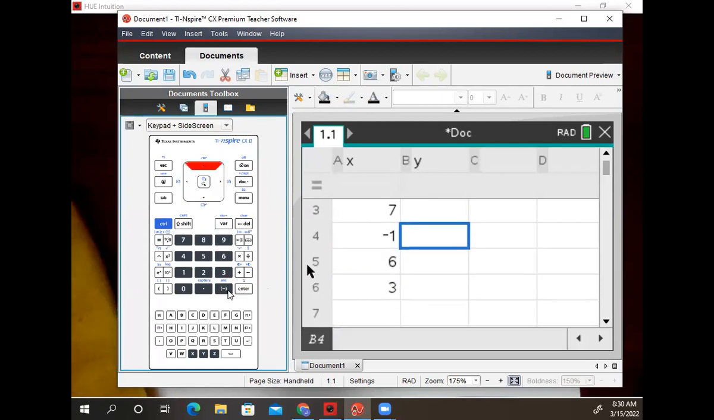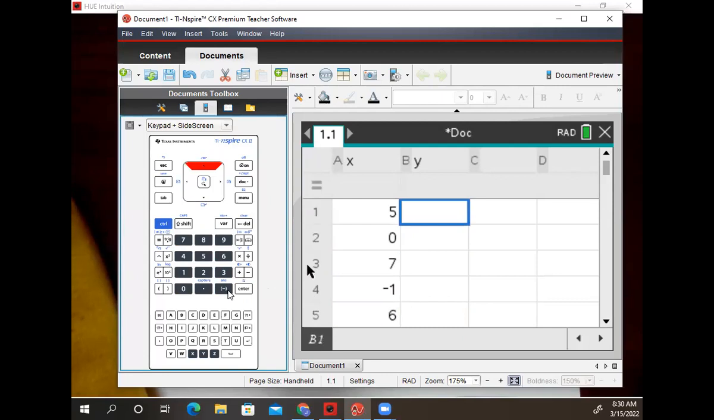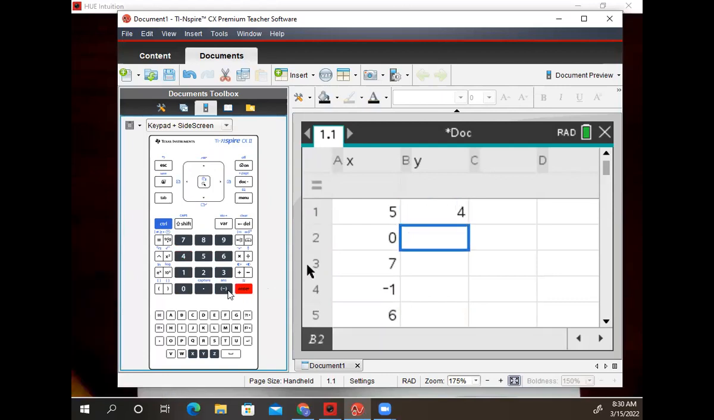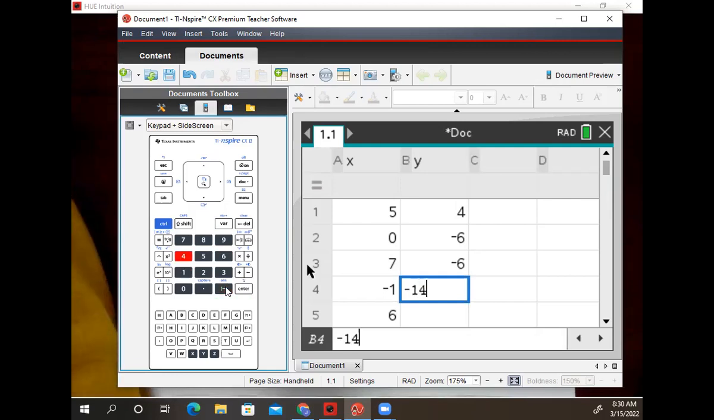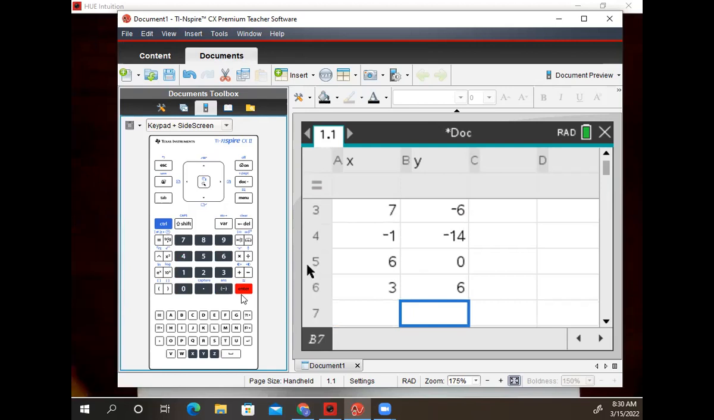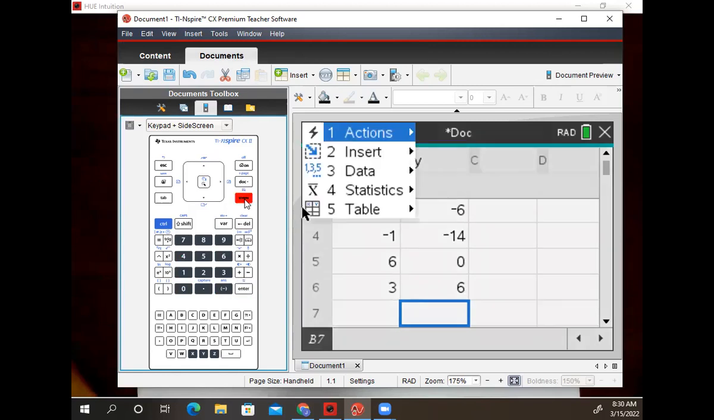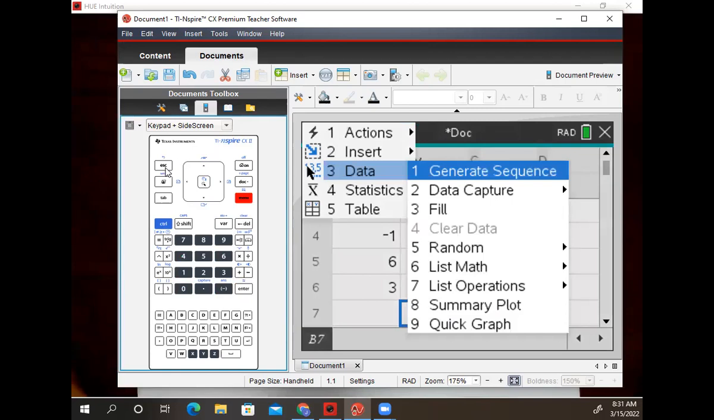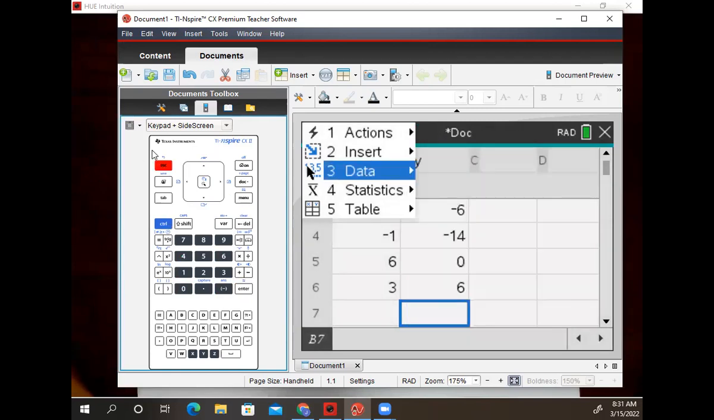And my X values are out of order, but that's okay. I just need to make sure I line them up with their appropriate Y. -6, and another -6, and a -14, 0, and 6. Okay, don't forget to enter after you type in your last value. And then I'm going to hit the menu key. Or actually, hang on, let's get out of here.